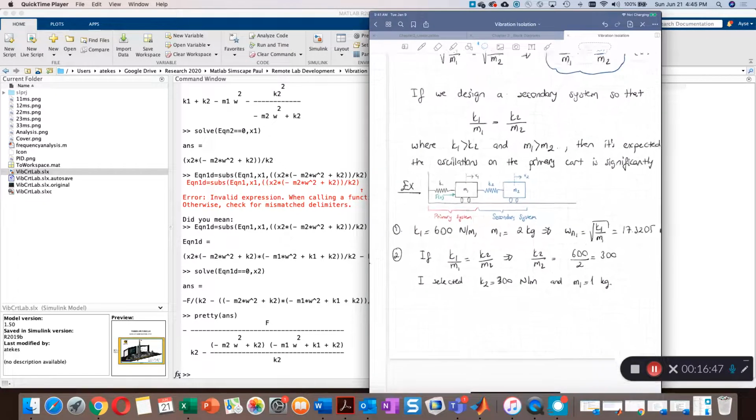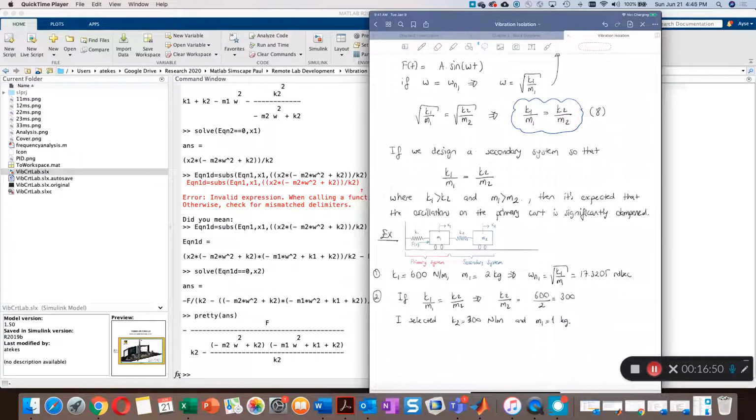Going back to this sketch again, I just want to give you an example. Please do not use my parameters. I've designed a system. k1 is 600 Newton per meter, mass 1 is 2 kilograms, and if you calculate the natural frequency of this primary system, it's 17.32 radians per second. While designing the secondary system based on what m1 and k1 are, k1 over m1 is 600 over 2, which is 300, so I should have a ratio of k2 to m2 equal to 300. So I selected k2 to be 300 and m2 to be 1 kilogram.